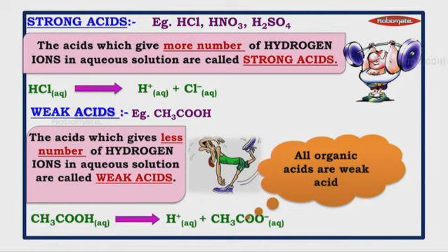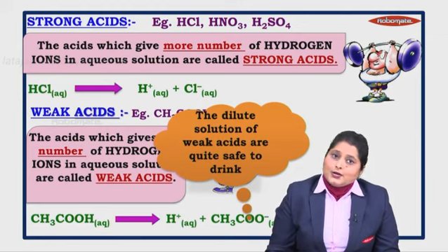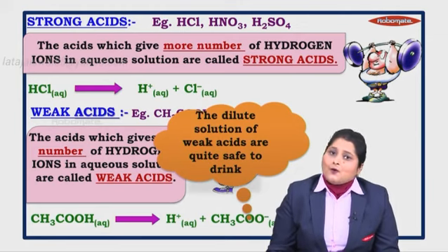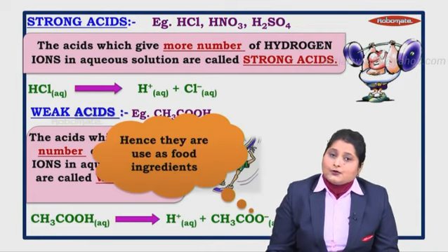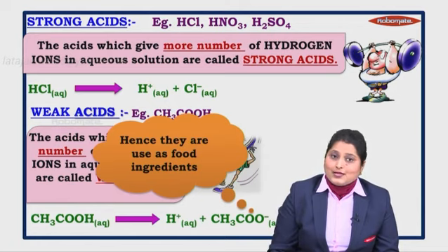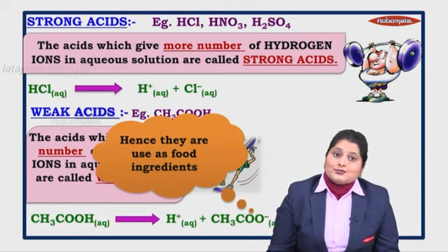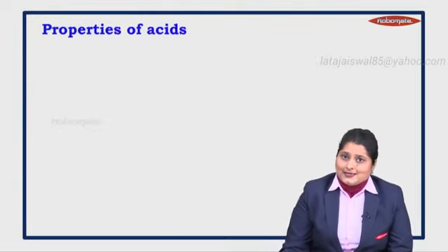Now all organic acids are weak acids. Because they are weak acids, a dilute solution of a weak acid is quite safe to drink, and hence they are used as a food ingredient. We know acetic acid is also called vinegar, which we use in Chinese food. Let's learn something more about acids and bases.